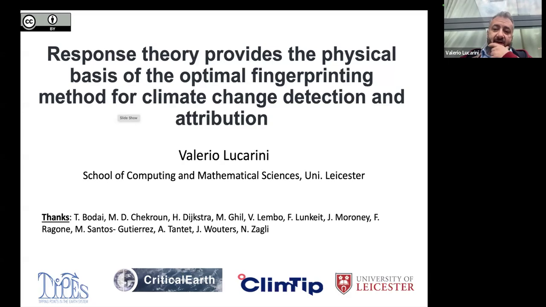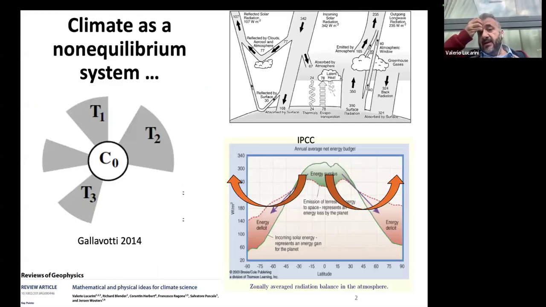The other part, which is more specifically topical with climate, is how we can use response theory to provide solid foundations for detection and attribution of climate change. I will present some very new results that show how we can literally construct the fingerprints that are needed for explaining observed climate change signals. This work, of course, comes from the collaboration with many people, some of whom are mentioned in these first slides.